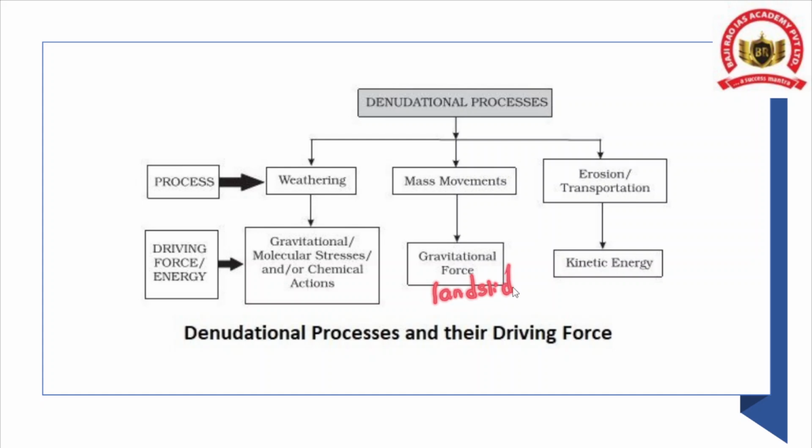So landslide can also be considered as a mass movement, and the landslide usually takes place under the influence of gravitational forces. Now, when we talk about weathering, so weathering: physical weathering, chemical weathering, and biological weathering. So therefore, it usually comes under the gravitational, molecular stresses, and chemical actions also. So all these factors combined determine the weathering process.